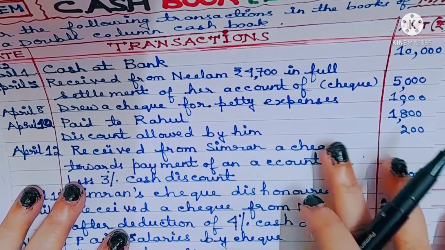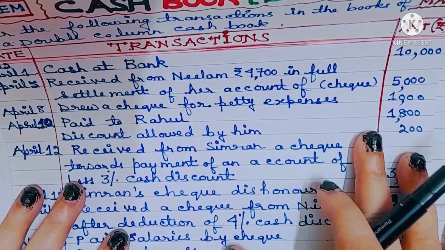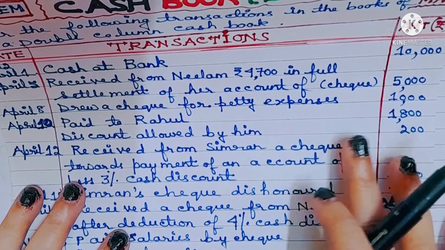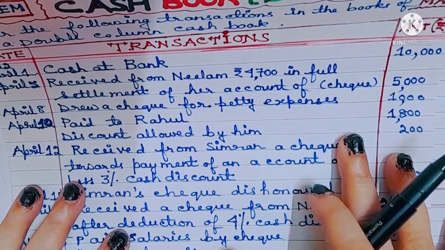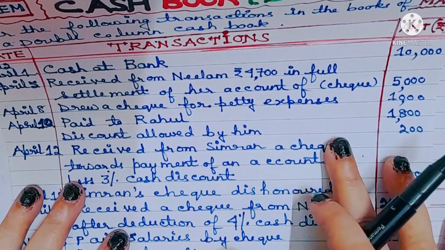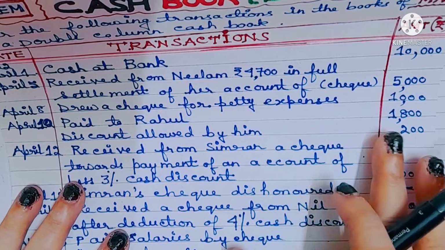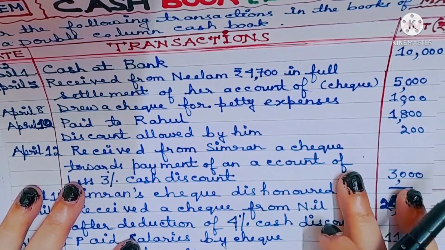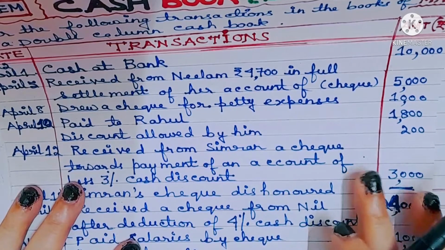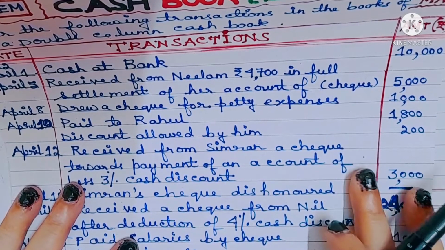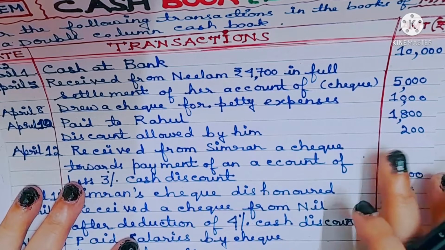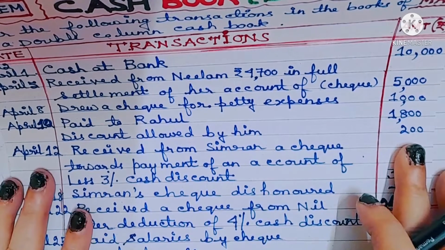Okay, so what is the position of bank account? Since bank account is on the credit side, Rahul account will also be on the credit side. So we'll have to write by Rahul account in the cash book on the credit side in the bank column. How much? 1,800. Since discount received account is also on the credit side, Rahul account will also be on the credit side. So we'll have to write by Rahul account in the cash book on the credit side in the discount column 200. Okay, so let's write.